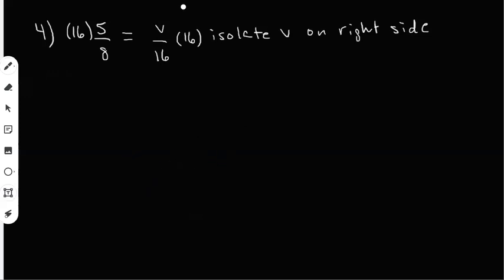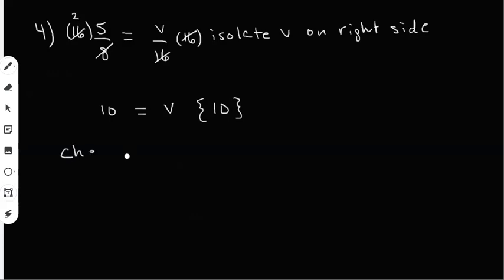Now what happens is on the right side, the 16s are going to cancel out. Since one is on the top and one is on the bottom, I'm left with v on the right side. And then all the numbers show up on the left side. So what can I cancel out here? Well, if I cancel out an 8 from the bottom, I would have to cancel out an 8 from the top. 16 divided by 8 would be 2. And then on the top, I only have 2 times 5, which is going to give me 10. So 10 is going to be the only number inside the solution set.